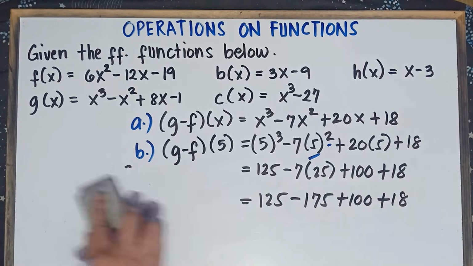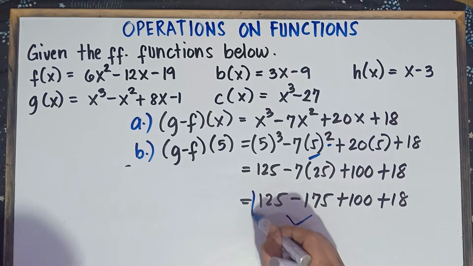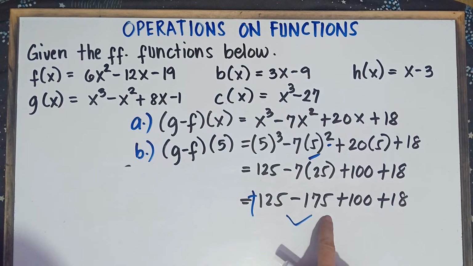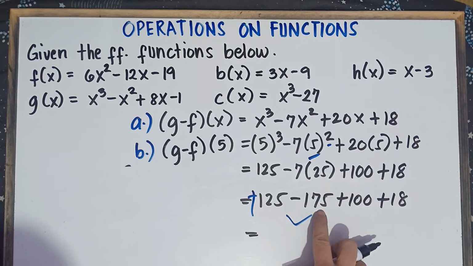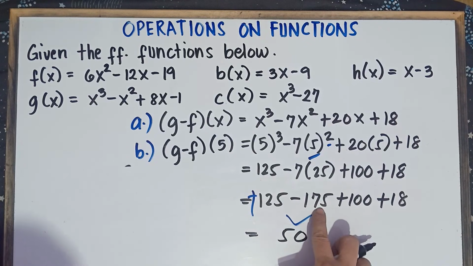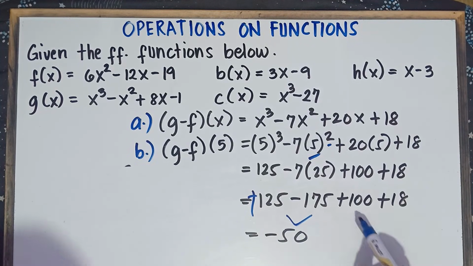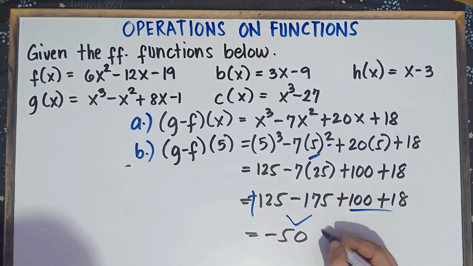Once again, class, you can arrange this one so you will not be confused, but if you're good at this, you can simply combine this one: positive 125 and negative 175. If the signs are not the same, subtract. So 175 minus 125 is 50. Since 175 is greater than 125, we copy the sign of 175, that would be negative 50. And then 100 plus 18 would be positive 118.